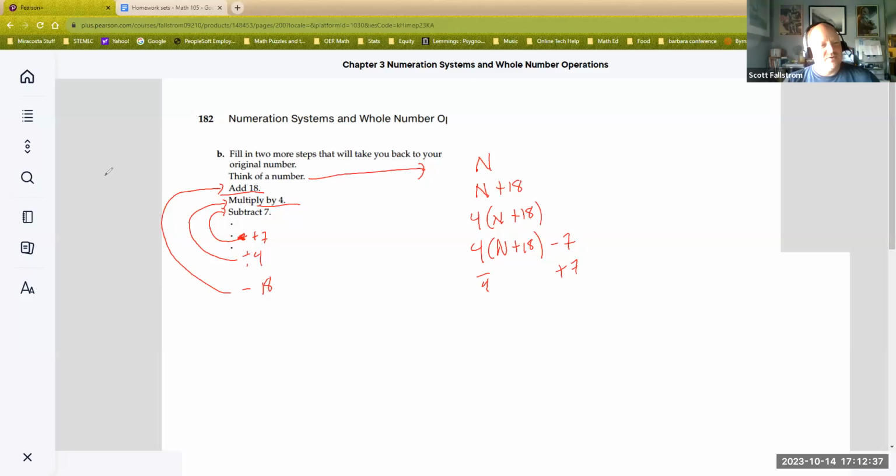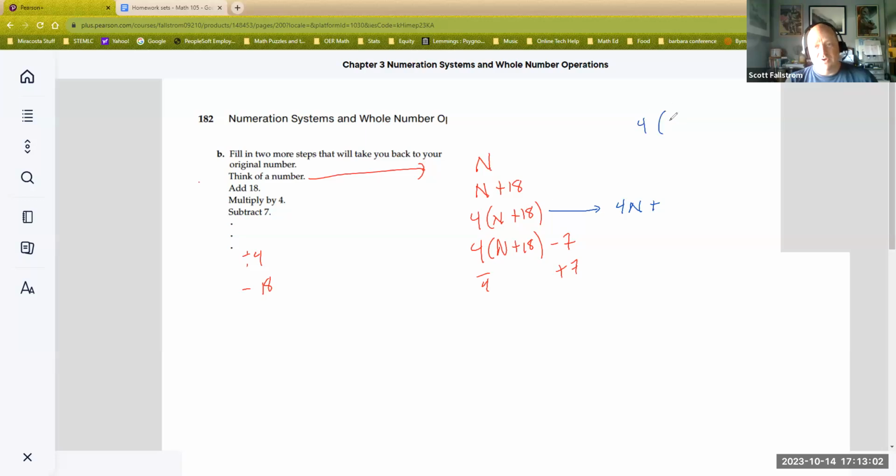What we don't want to do is kind of give it away. And so if we're doing something like this with students, it would be great if we could simplify it so that things look a little bit different. And that's what I would recommend doing here. So the n is okay. Now for this example, 4 times n plus 18, I'm going to write that as 4n plus 4 times 18.